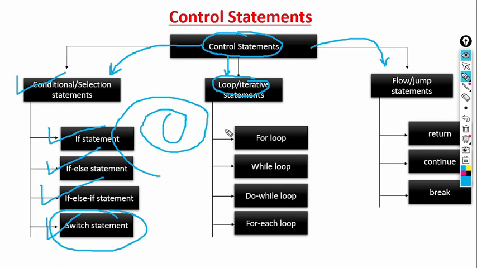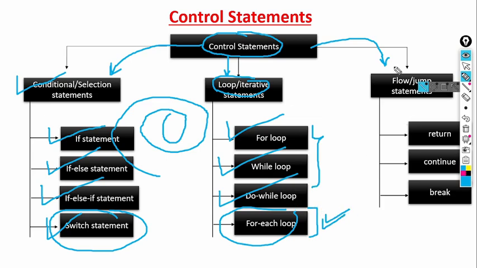Now inside the loop or iterative statements, we are talking about a for loop, a while loop, a do while loop, and one of the strongest, a hybrid loop, that is the for each loop. You have seen these loops, but the for each loop is in Java. This is not present in C++.